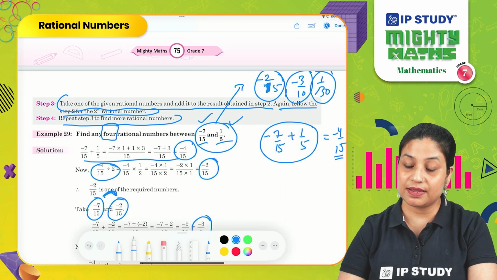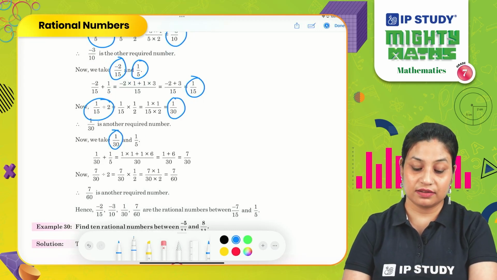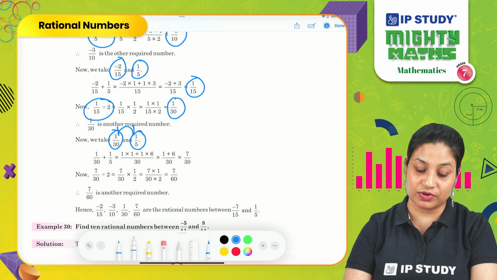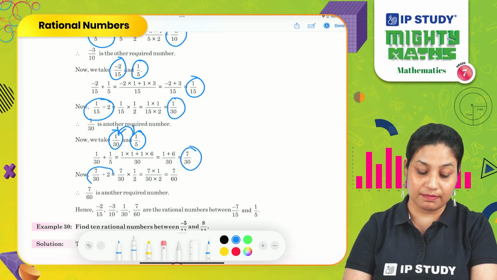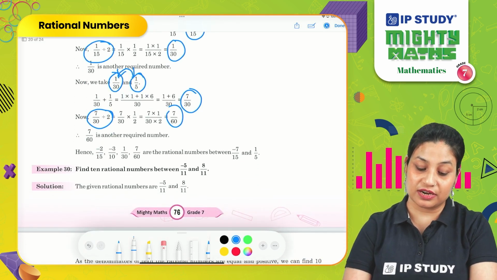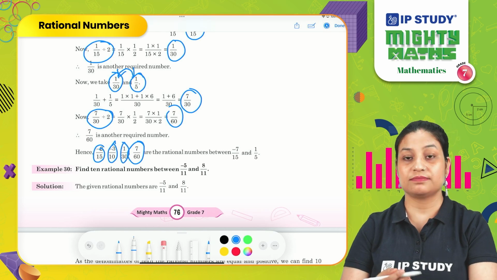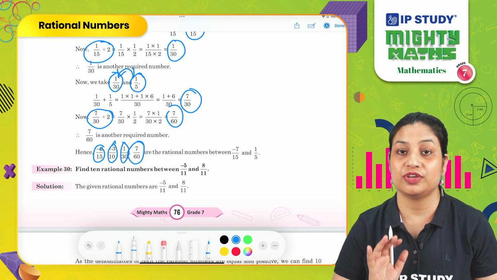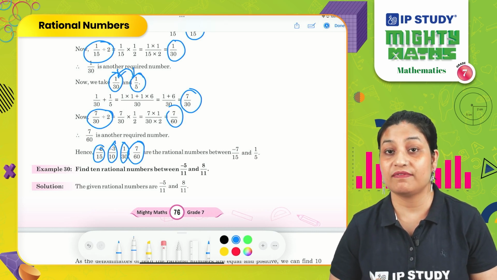Again repeat the step that we are following. Take 1 by 30 and the second rational number that is given to us, 1 by 5. Again add these two rational numbers, you will get 7 by 30. Whatever sum you get, you divide it by 2, you will get 7 by 60. It means that the fourth rational number is 7 by 60. So this is how you can find as many rational numbers as you want when two rational numbers are given to you. Students, I hope you have understood this topic very well.